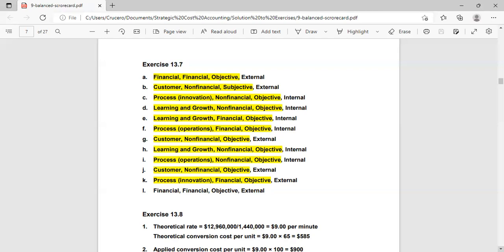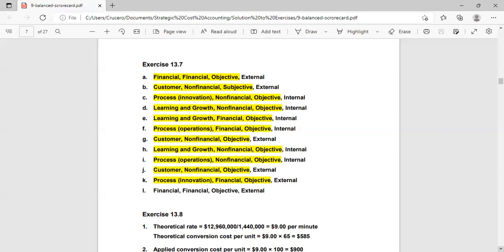So take note, some belong to the old activities. So in letter C, number of patents pending, it's process, innovation, non-financial, objective, and internal. Letter D, strategic job coverage ratio. For letter D, it's learning and growth, non-financial, objective, and internal.